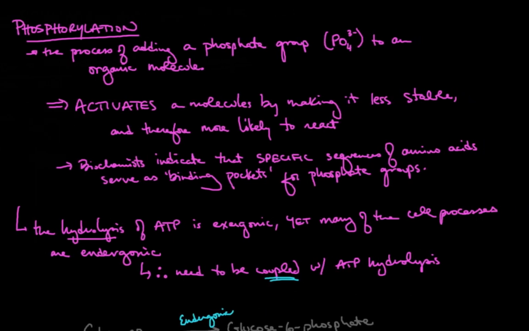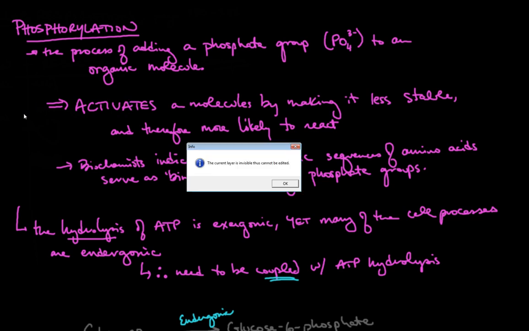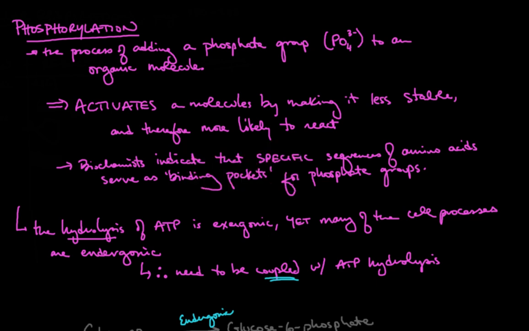Let me move this over a little bit. So phosphorylation is that process of adding a phosphate group, PO4 3-, to an organic molecule. Remember that organic is a carbon-containing molecule, and this activates. This is the really key thing here, right? This activates a molecule by making it less stable, by adding more of these negatively charged groups to that molecule. It's making it less stable, which means that it's more likely to react.